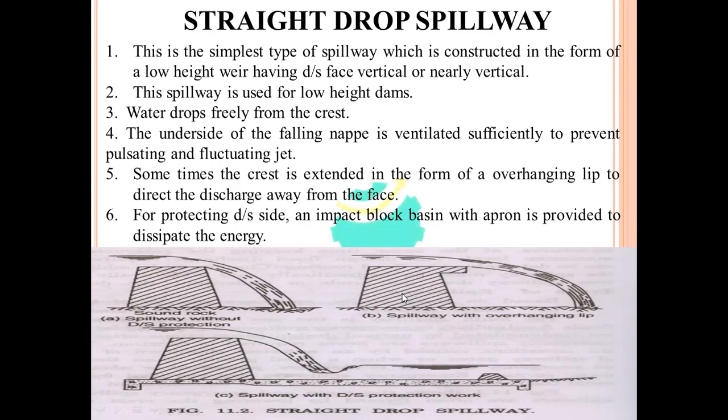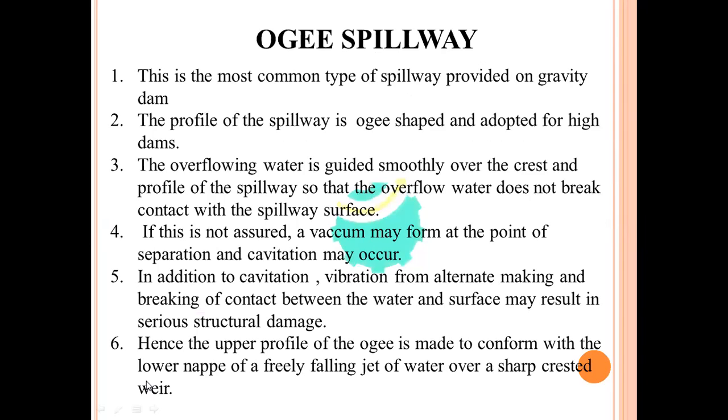For protecting the downstream side, an impact block basin with apron is provided to dissipate the energy. So to dissipate this water energy, the floor is provided with an apron. You can see this one is the apron. The apron is constructed with concrete, soil, and gravels. The apron protects the downstream floor from erosion.